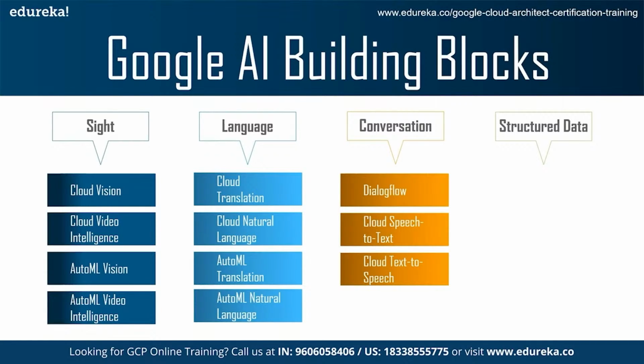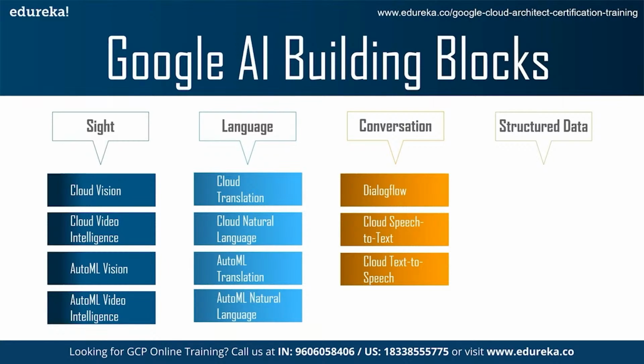Then we have the Speech-to-Text API under conversation, which helps in converting your speech. Suppose someone is speaking and at the same time you want that speech to be converted into text. In that case, this API and machine learning model comes in handy and helps you do that. Similarly, we have the Text-to-Speech API, which helps in converting given text to speech.